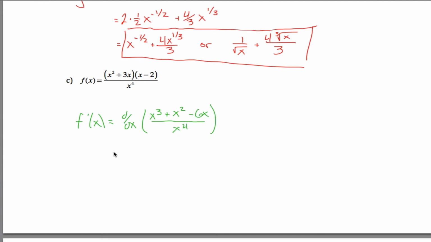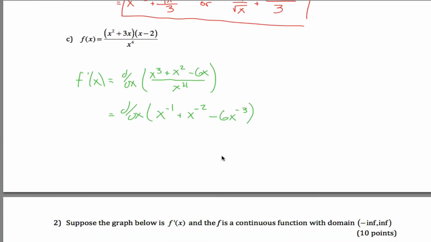But I still can't take this derivative without using the quotient rule, which I don't know yet. But what I can do is simplify this. X cubed divided by x to the fourth is x to the negative 1 power. X squared divided by x to the fourth is x to the negative 2 power. Negative 6x divided by x to the fourth is negative 6x to the negative third power. This is something I can take the derivative of.